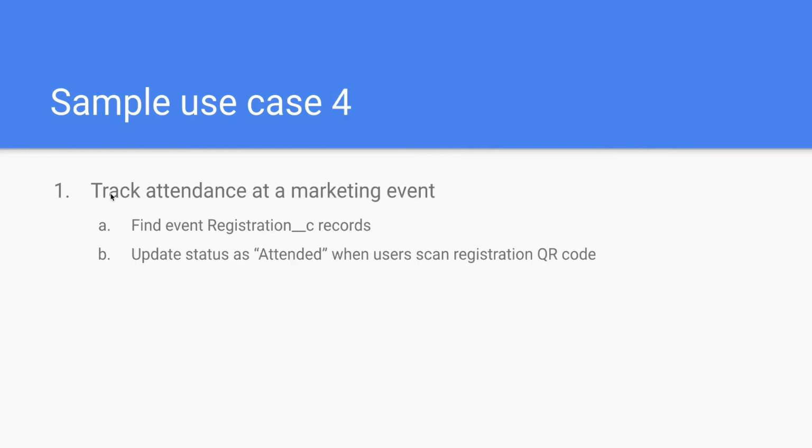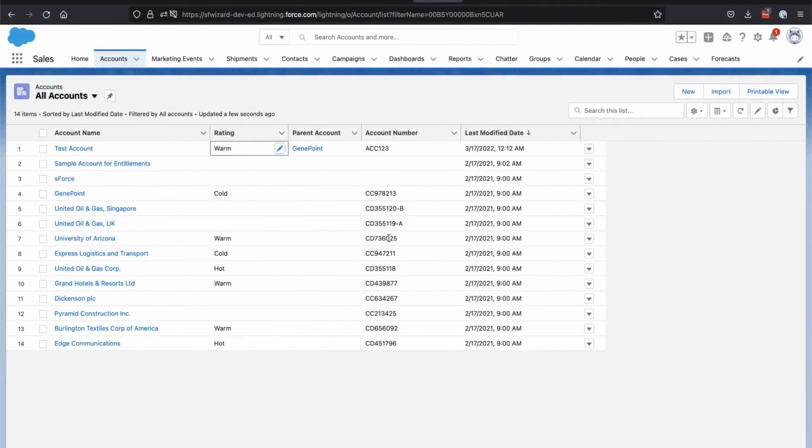So if we go to the next use case, this is a sample of how we can track attendance at a marketing event. We have a registration custom object, and that has some details about the candidate who is attending the event, and then it has a status field, and initially it will be in the registered status. We want to update this as attended when the user comes with a QR code.